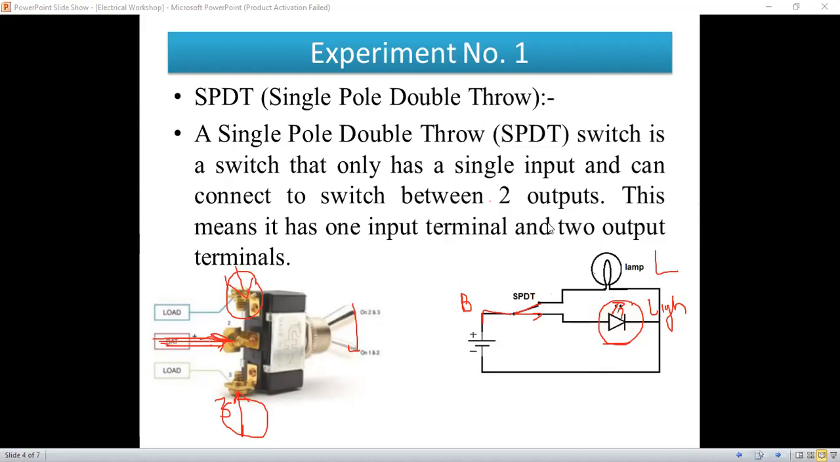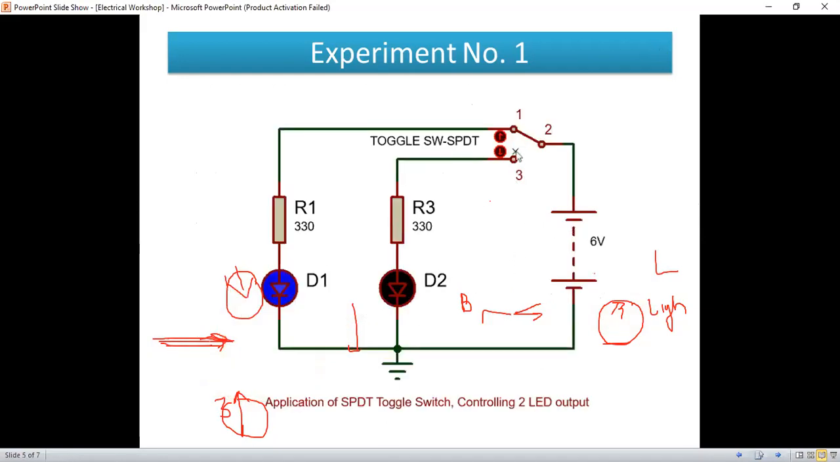Now the application or particular connection is there. Suppose here it is diode D1 and diode D2, it can be connected. And here it is supply, or it may be battery connection is there. So at the input side a battery can be connected. And when we throw this switch at position one, position la connect केलं, at that situation this diode will be energized. बघा या डायग्राम मध्ये दाखवलेलं आहे.